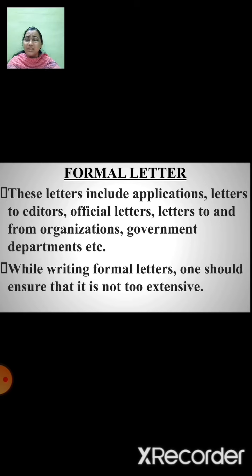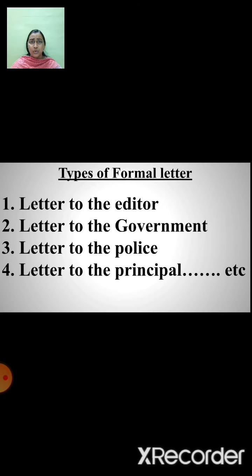Now there are different types of formal letter, like a letter to the editor, a letter to the government, a letter to the police, a letter to the principal. It can be an order letter, an inquiry letter, a business letter, a letter to the bank manager, an invitation letter, and so on. Now students, before we understand the format for formal letter, let us note some important tips to keep in our mind to make a formal letter more attractive.